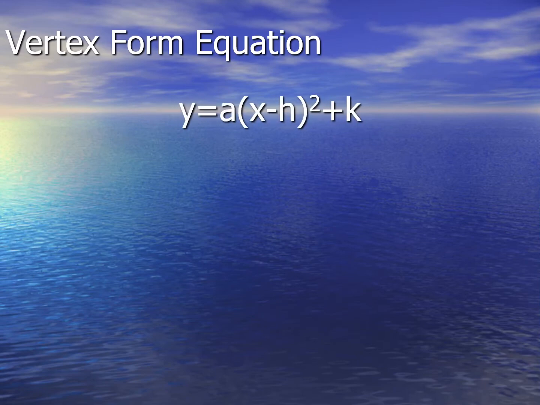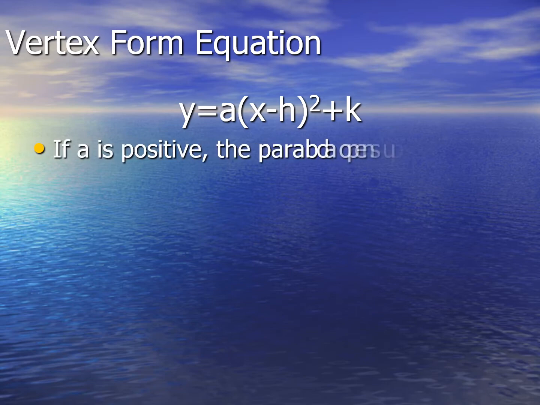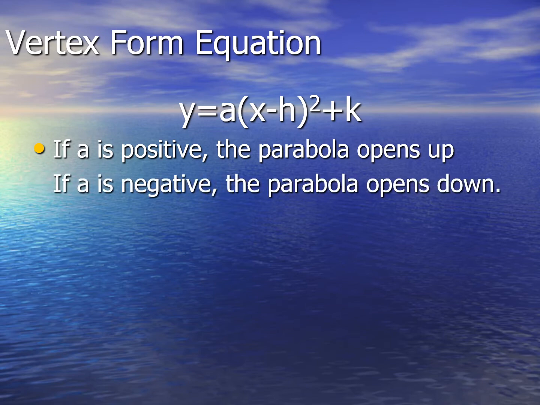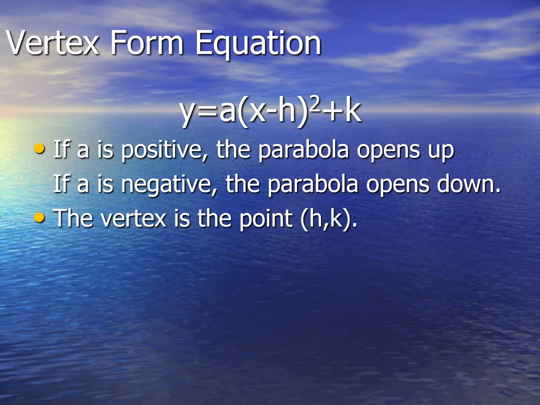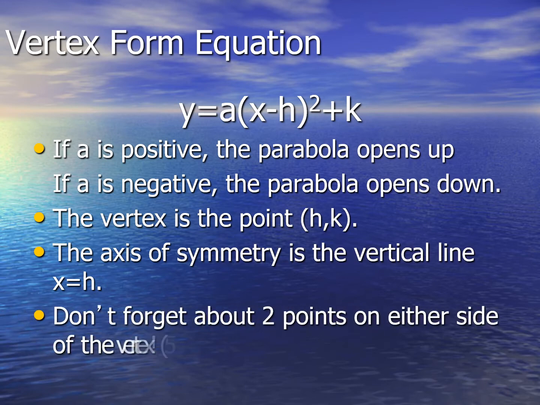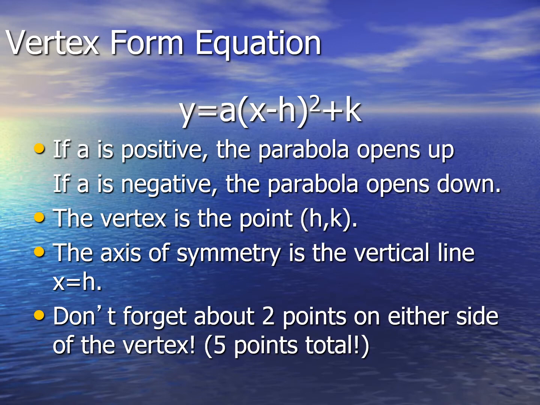Let's move on to the vertex form equation. It is in the form y equals a times (x minus h) squared plus k. If a is positive, the parabola opens up. If a is negative, the parabola opens down. The vertex is the point (h, k). The axis of symmetry is the vertical line x equals h. And don't forget about 2 points on either side of the vertex, of course. So in total, we need 5 points in order for us to graph an equation.